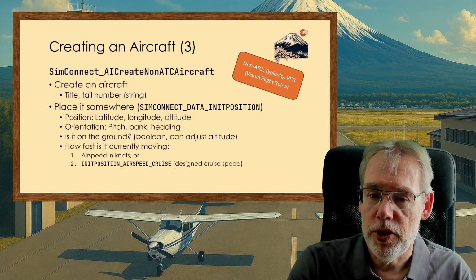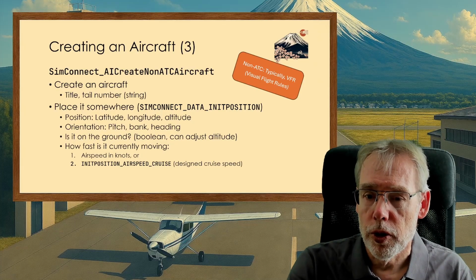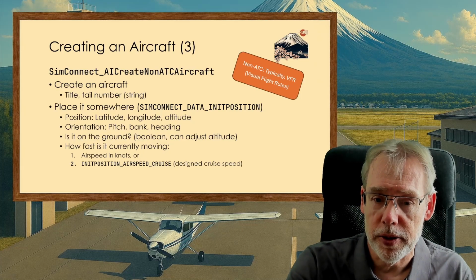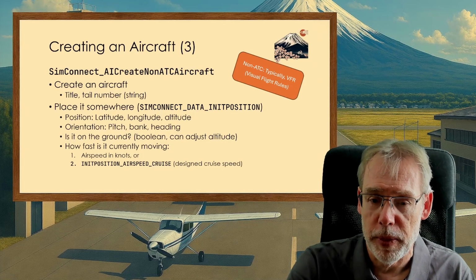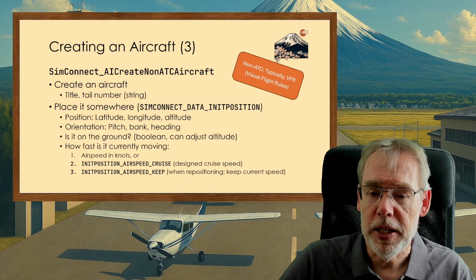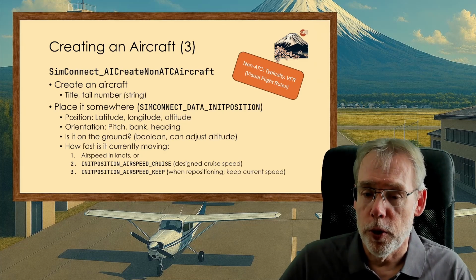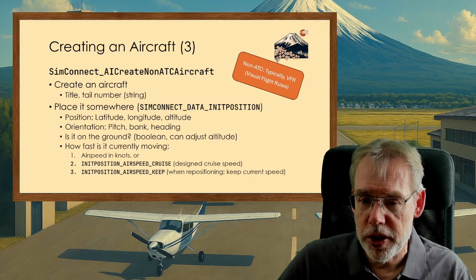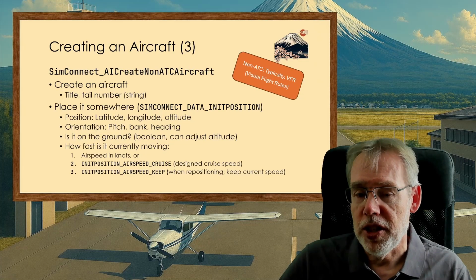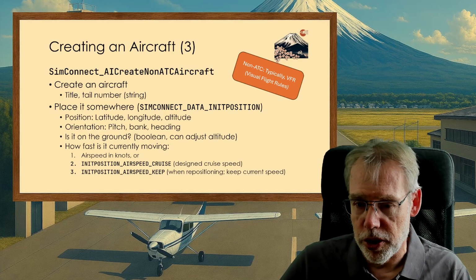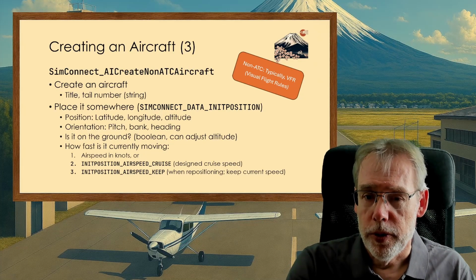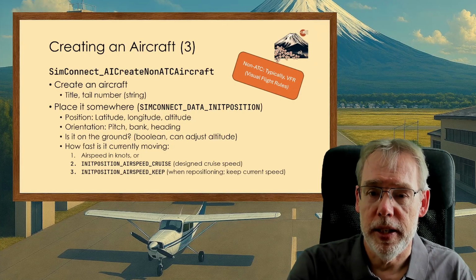And then because the same struct can also be used to reposition an aircraft, there is an additional magic number, which is airspeed keep. In that case, you're moving the aircraft to a different location and saying just keep the position that it had. Okay, those are the three ways we can create aircraft.